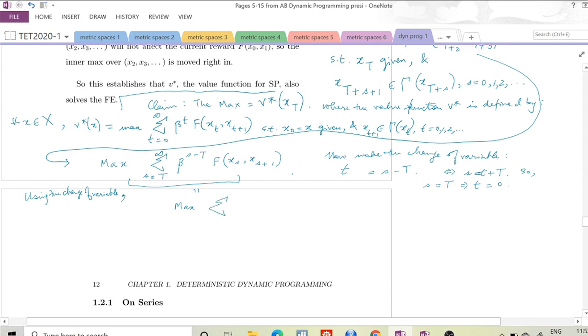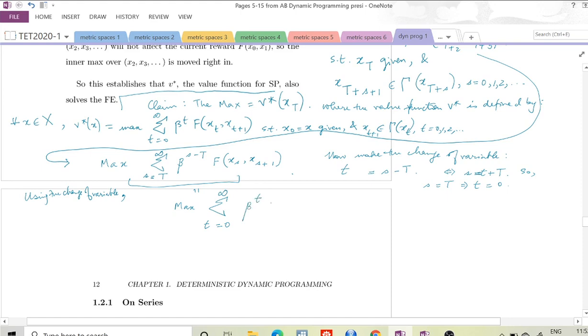So I want to replace the s and the s minus capital T with a small t, okay? So max small t is equal to 0. Remember, when s is equal to capital T, s minus capital T is 0. So small t is equal to 0. When s goes to infinity, so does t, right?